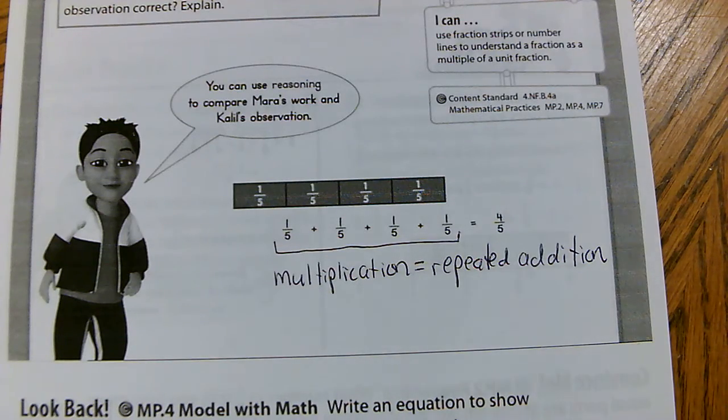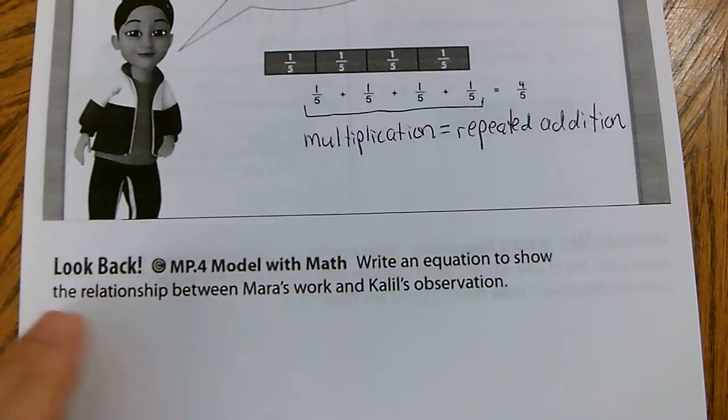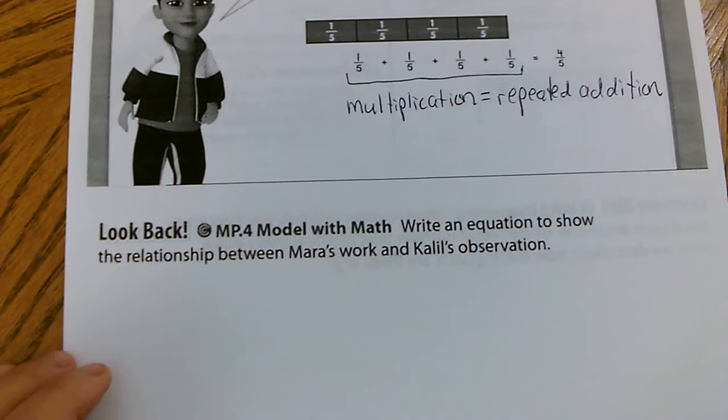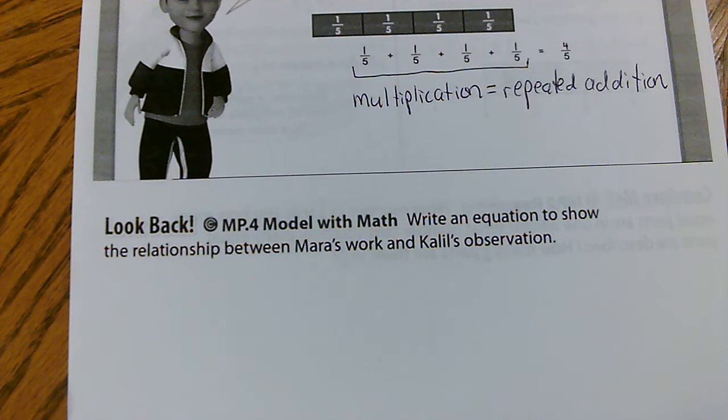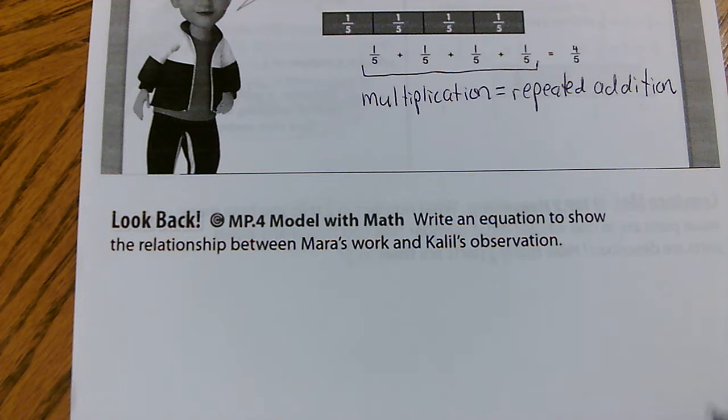But how would we do that? Let's take a look down here. What is an equation that we could use to show what Mara did, but with multiplication instead, like Khalil suggested? So go ahead, pause, see if you can come up with an equation that will show what they both did, kind of like their combined work together.